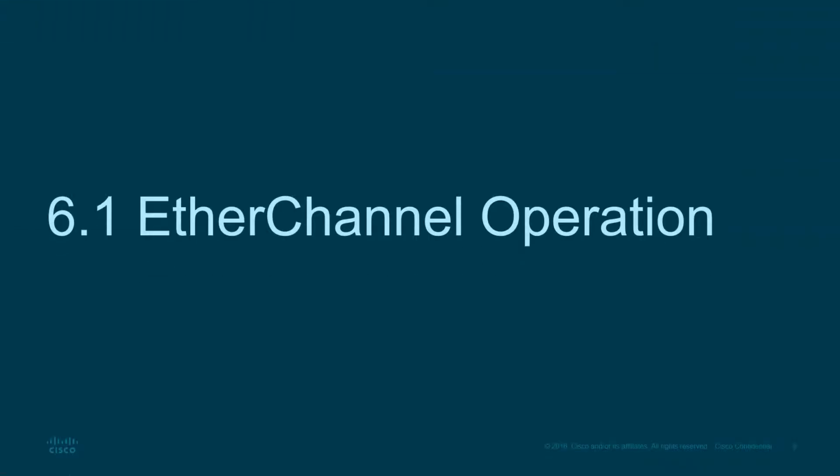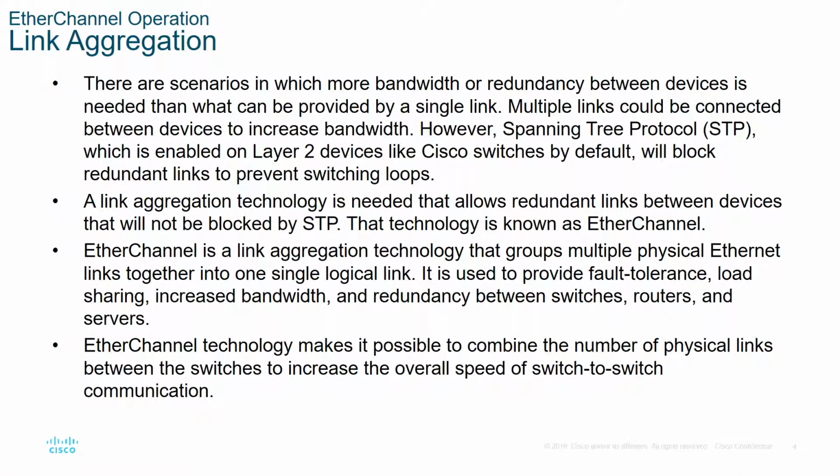So EtherChannel operation, link aggregation. There are two scenarios in which more bandwidth or redundancy between devices is needed than what can be provided by a single link. Multiple links could be connected between devices to increase the bandwidth. However, spanning tree protocol, which is enabled on layer 2 devices like Cisco switches by default, will block redundant links to prevent switching loops. A link aggregation technology is then needed that allows redundant links between devices that will not be blocked by STP, spanning tree protocol. That technology is known as EtherChannel.